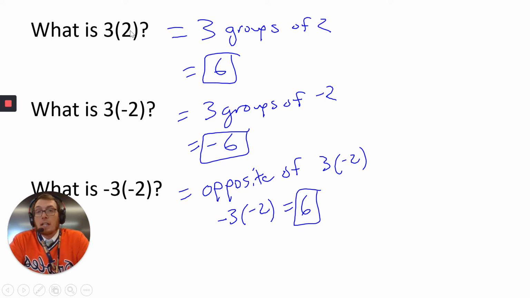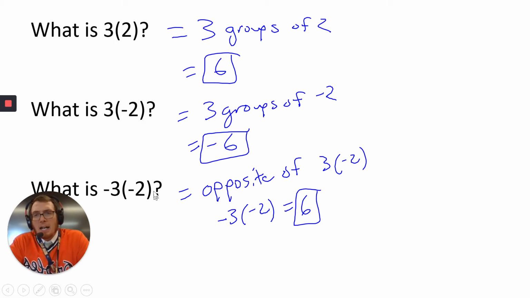If you have 3 times 2, that's 3 groups of 2, which is 2 positives, 2 positives, 2 positives, and added together that equals 6. 3 times negative 2 is easy to explain to someone for a similar reason. It's 3 groups of negative 2, so negative 2, negative 2, negative 2, and that becomes negative 6.